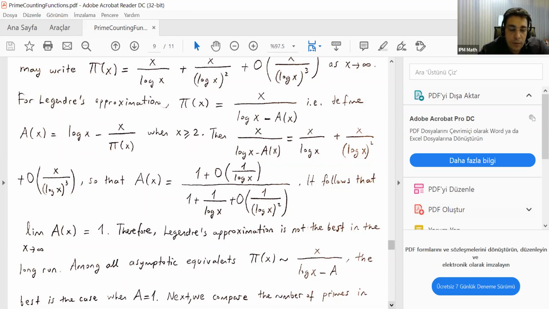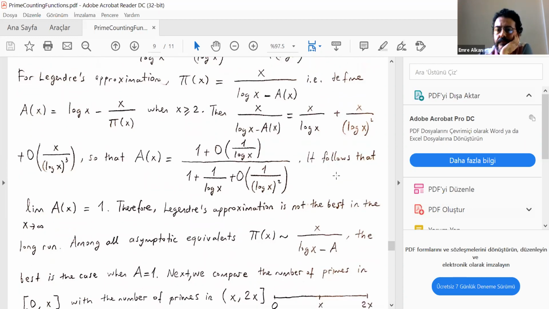Sorry, Professor Alkan, there's a question. Amir Jafari has asked about "approach to zero." It approaches 1. Yes, because these terms are approaching 0 as x goes to infinity, so this approaches 1. Okay, thanks, sorry about that.